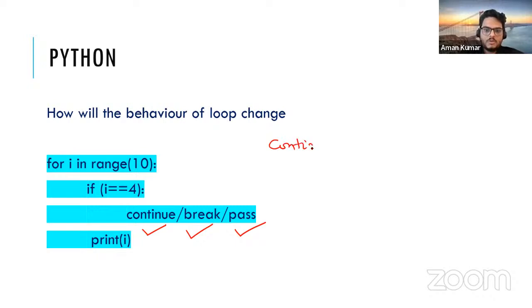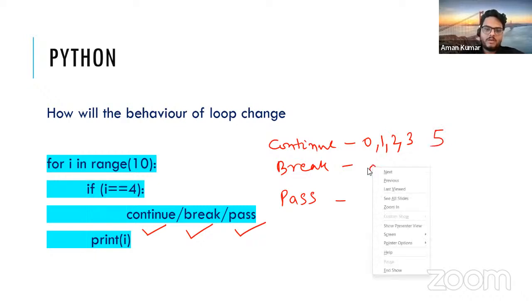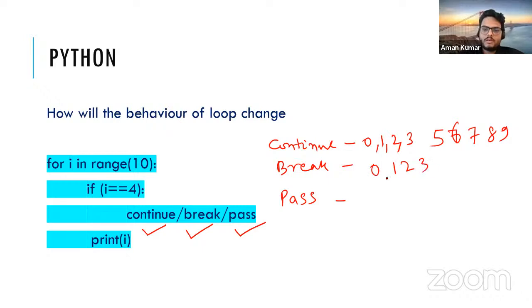Continue, break, pass. Zero, 1, 2, 3. If i is equal to 4, continue. So 4 will not get printed. So here nothing will come in case of continue. 5 will come, right? What will happen if it is break? Break: 0, 1, 2, 3, and the loop will break.